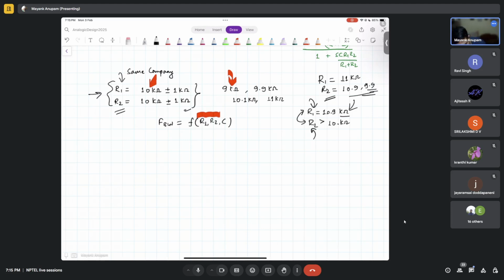The meaning of correlation is that you can say something about R2 by looking at R1. That is what is meant by correlation. This is all statistical probability. If you have learnt probability, you must have heard about correlation.